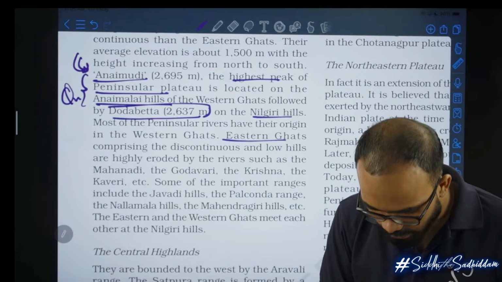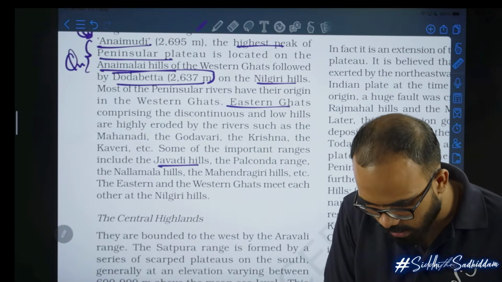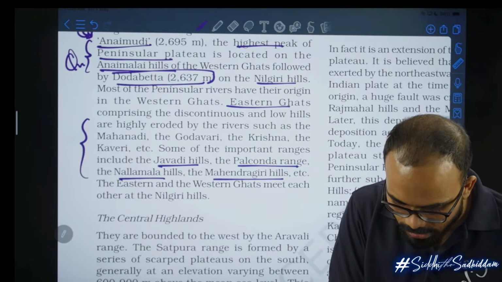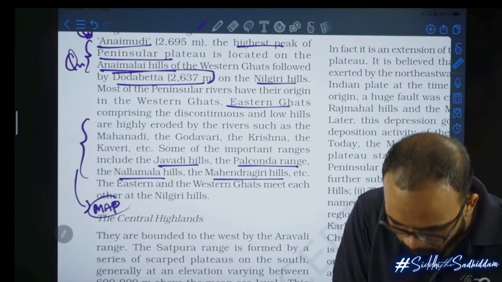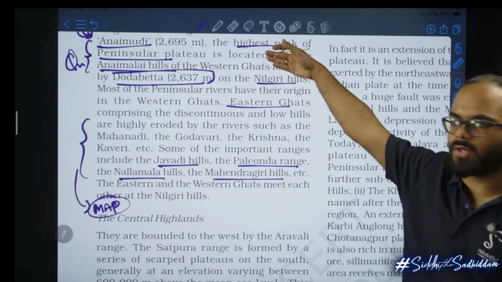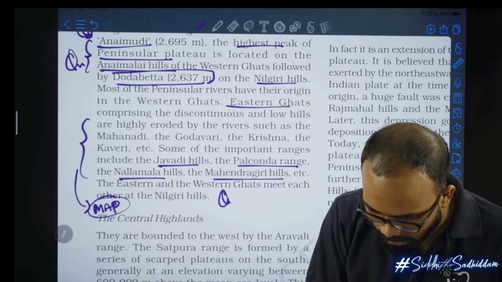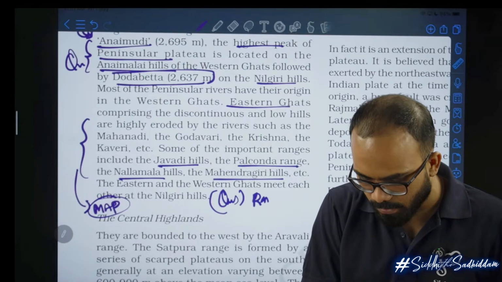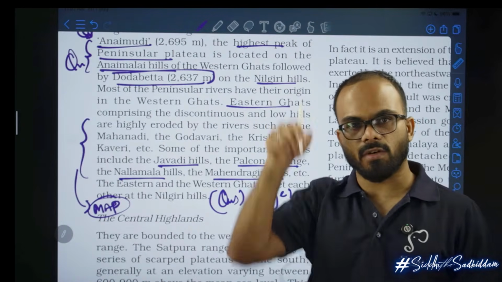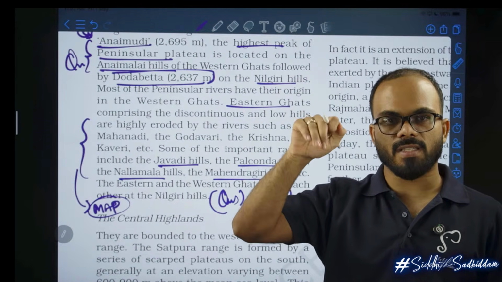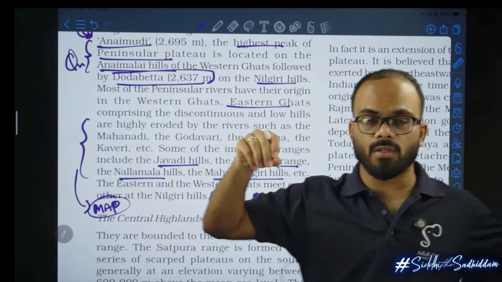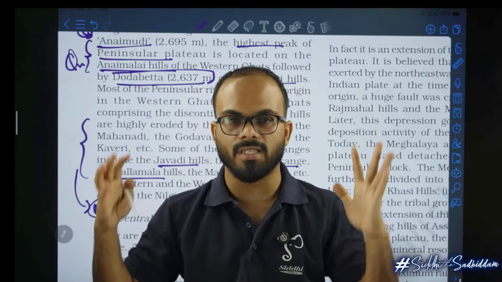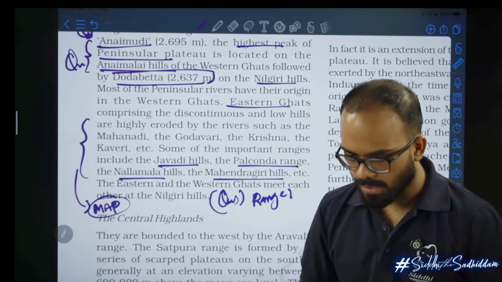Then Eastern Ghats. Within Eastern Ghats, Javadi Hills, Palakonda Range, Nallamalai Hills, Mahendragiri Hills. All these hills are already marked in the map. You can look at this particular text and you can go back to the map. Questions can be asked on these hills. They can ask you in which range they are present. Is it a part of Eastern Ghats or Western Ghats? Second highest, first highest, and they can also ask you what are the hills that are found at the confluence of Western and Eastern Ghats, right? All these things are there.